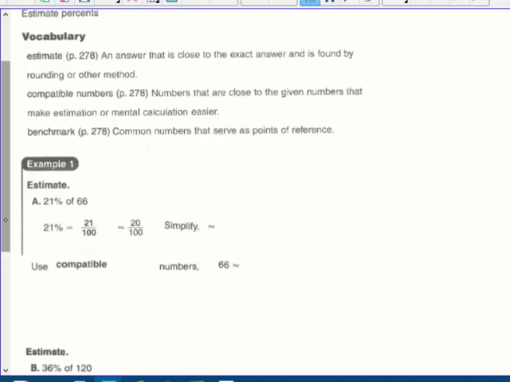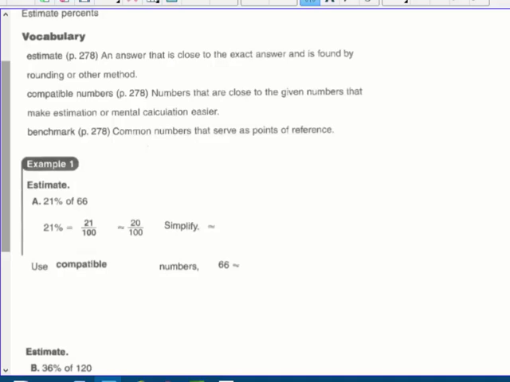So for instance, if I'm asked, what's 98 divided by 4? I would do 100 divided by 4. Those are compatible numbers. I know my answer is going to be somewhere around 25 because 4 does go into 100. Or use benchmarks. Benchmarks are common numbers that serve as points of reference. For instance, I know 1/4 is 25%. I know that 1/2 is 50%. I know that 78 is close to 80. You can use fractional benchmarks or percent benchmarks.